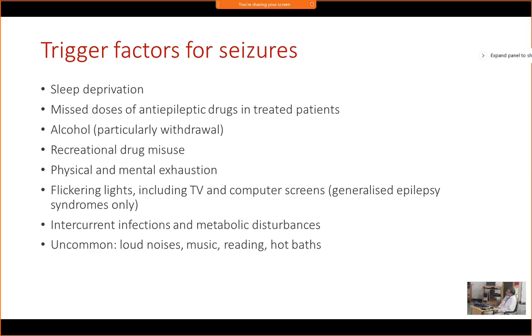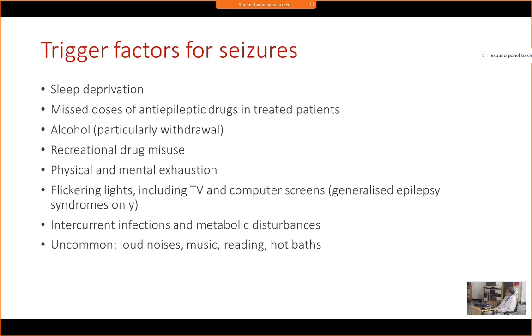Then alcohol: if a person with seizures has been taking alcohol and suddenly withdraws it, then epileptic seizures may come in. Any of the hallucinogenic drugs, if they are used, physical or mental exhaustion, and sitting in front of a TV or a computer screen, where the generalized epilepsies can occur or might be precipitated.